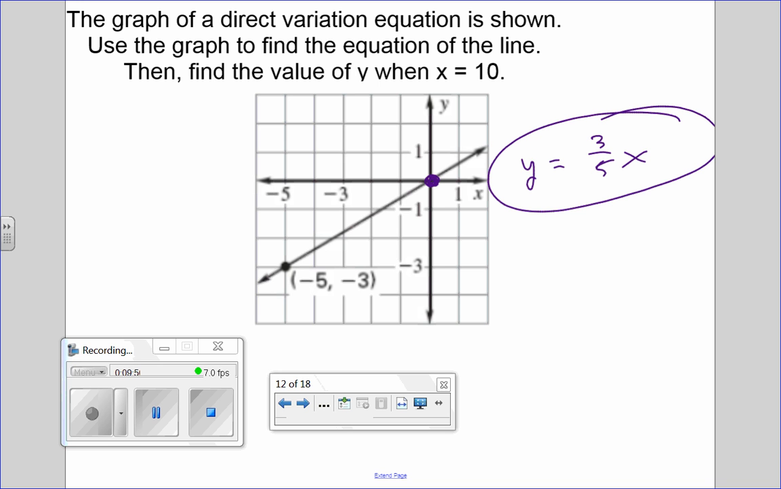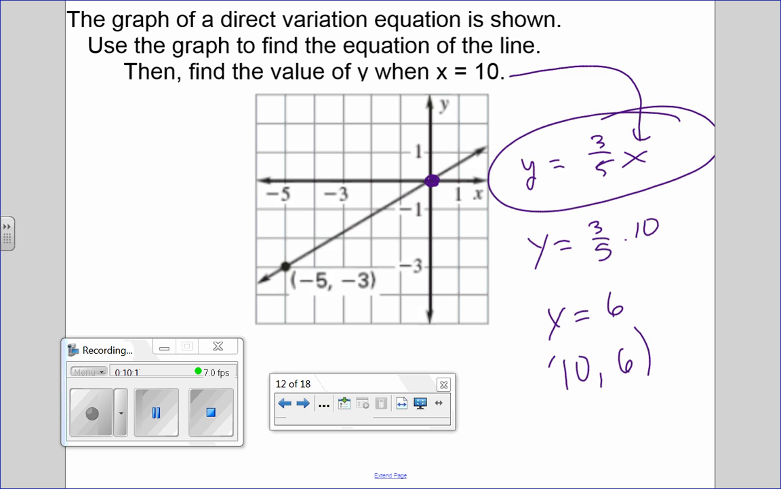Now, they actually have one more task for us. Let's read it. Then, find the value of y when x is 10. How would you do that? Yep. Actually, you would just plug the 10 in right here, so you multiply the 3/5 by the 10. Plug it in and calculate it. So 10 times 3 is 30, divided by 5, that'd be 6. So that just means that 10, 6 is a coordinate on the line, if you're graphing. That's what that means.